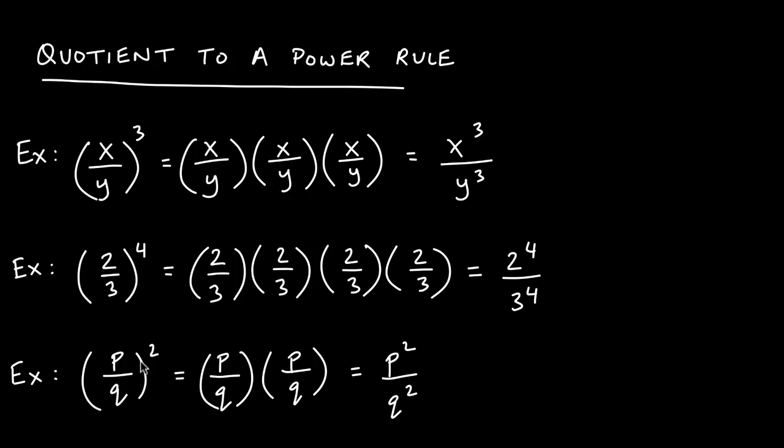Finally, p over q, the quantity squared, is just p over q times p over q. You're just writing the base this many number of times and multiplying itself. P times p is p squared, q times q is q squared.